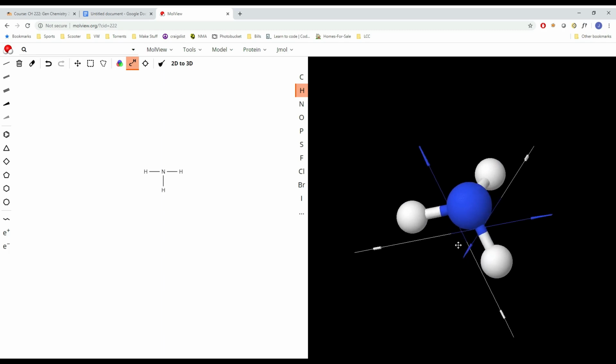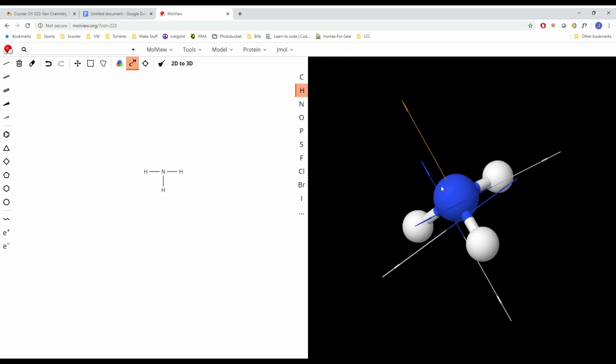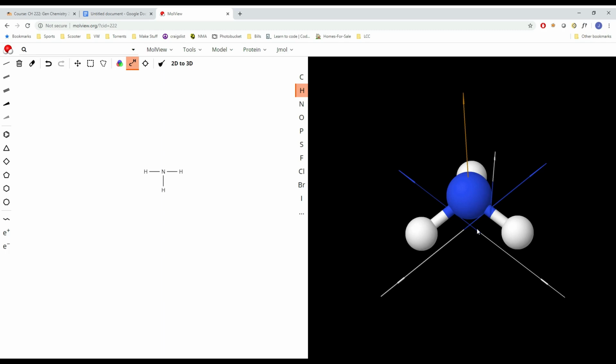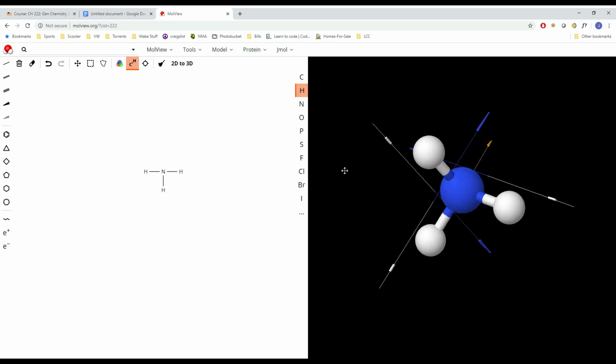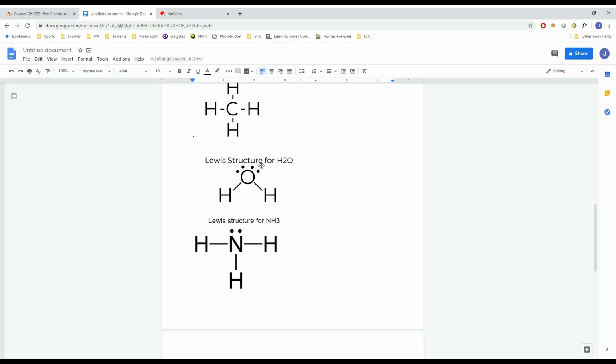So here it is for the bonds. And here's the overall. So again, it's going to be negative over here, positive down here. That's what we're looking at. So each of these bonds, you have a negative region, positive region. You can play around with it if you want. And essentially that's all we're talking about.